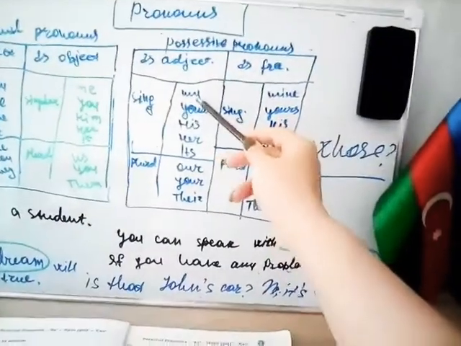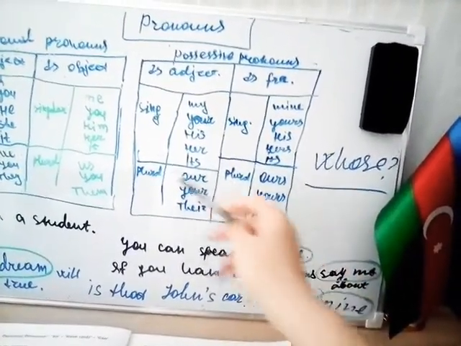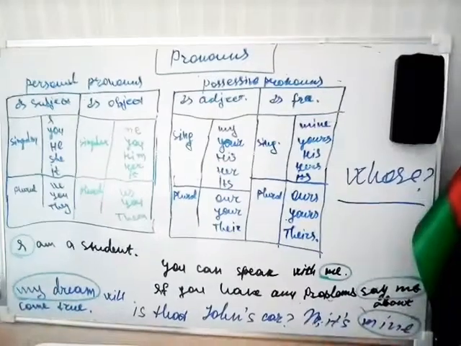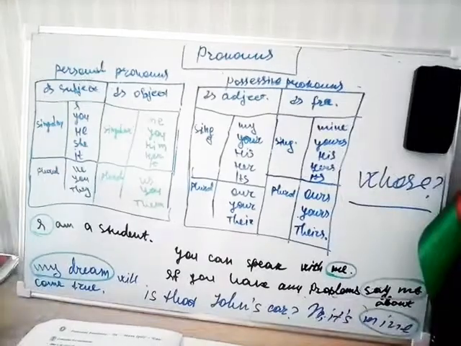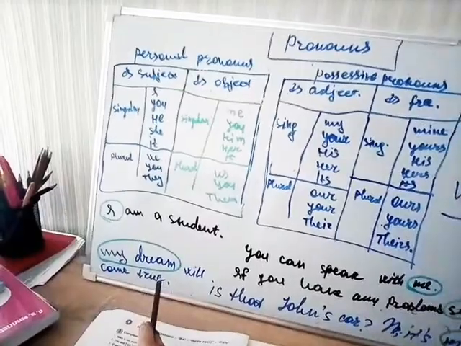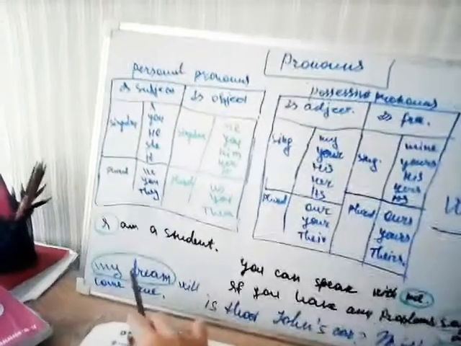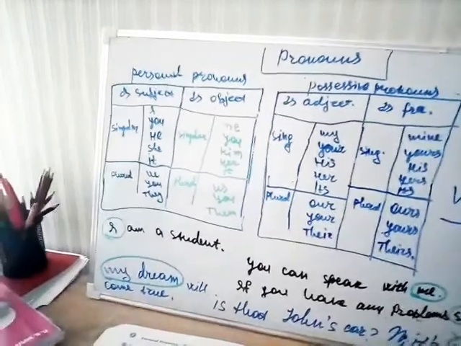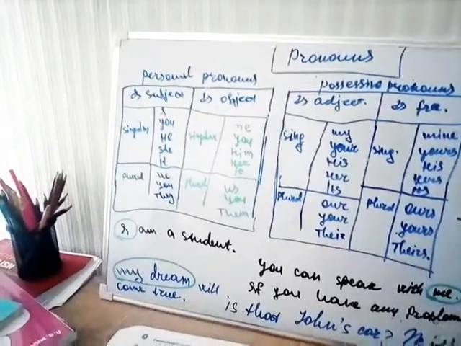For singulars, we have my, your, his, her, its. For plurals, we can use our, your, and their. Let's see an example. For example, my dream will come true. You see, dream is a noun, and that's why we use my before the noun. My is a possessive adjective.